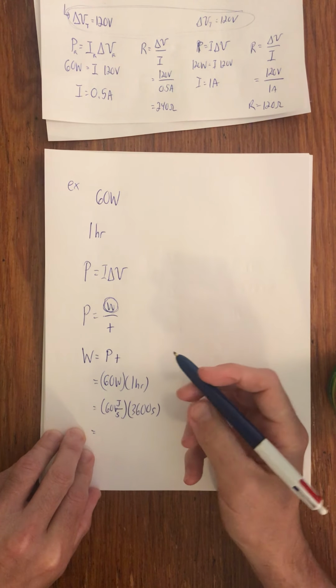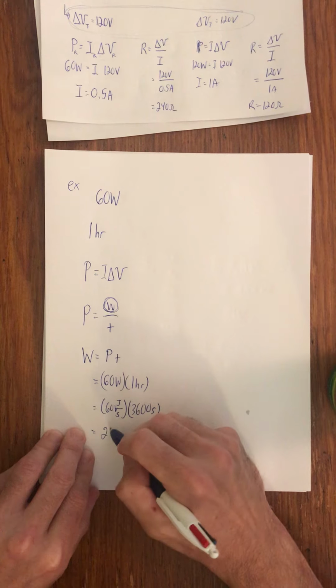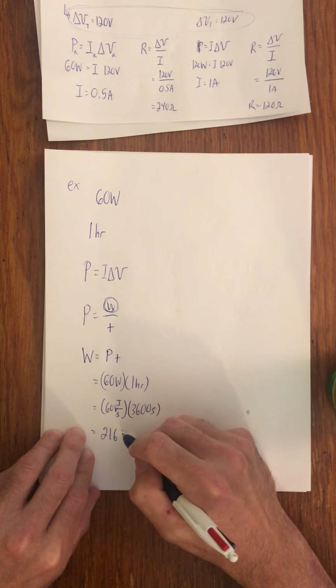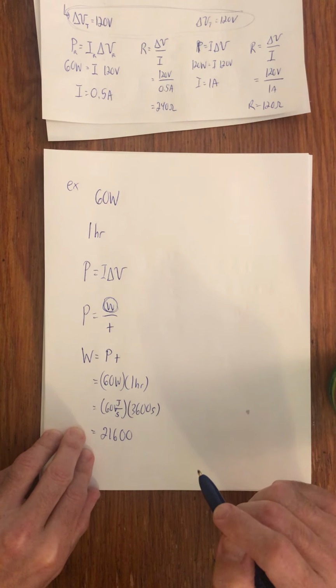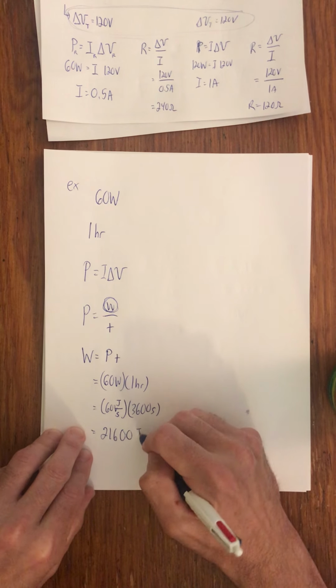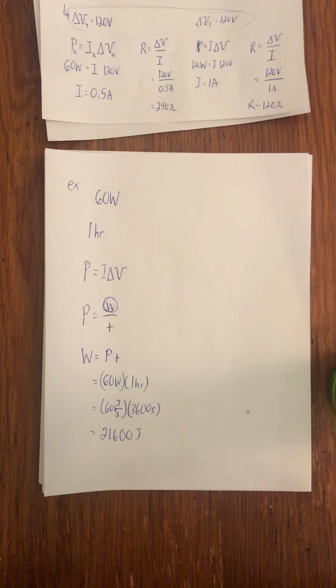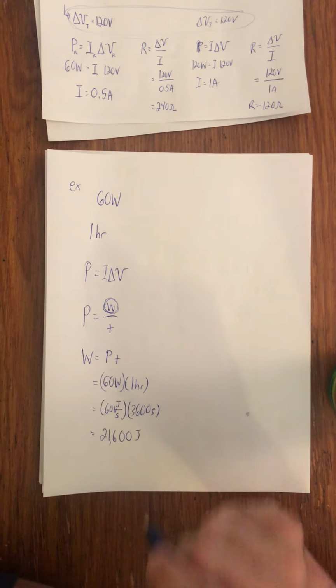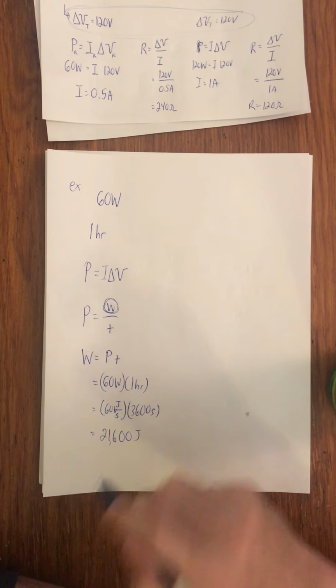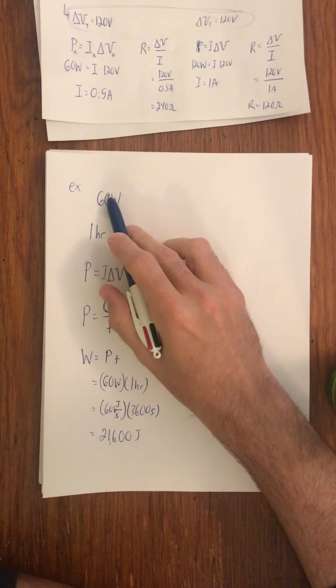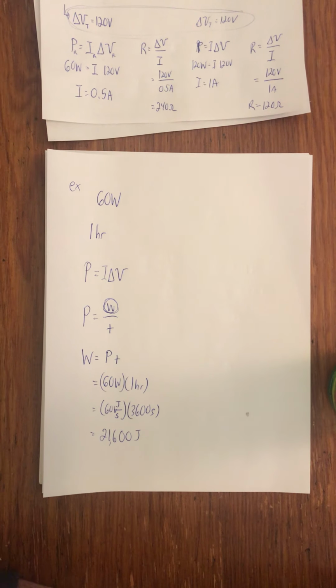I set myself up to do math that I wasn't ready to do, 216,000. Yeah, I think that's it. So 216,000 joules, and that's just in 1 hour. That's a huge amount of energy for just one light bulb. Remember, we talked about this before.